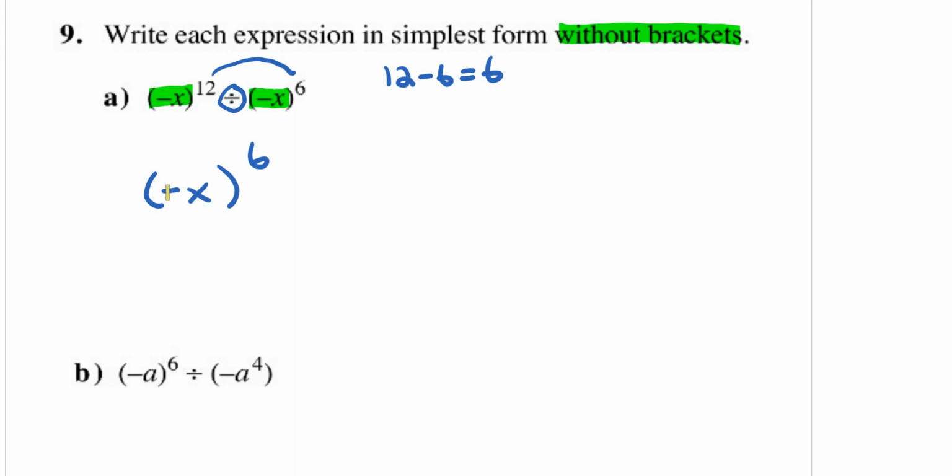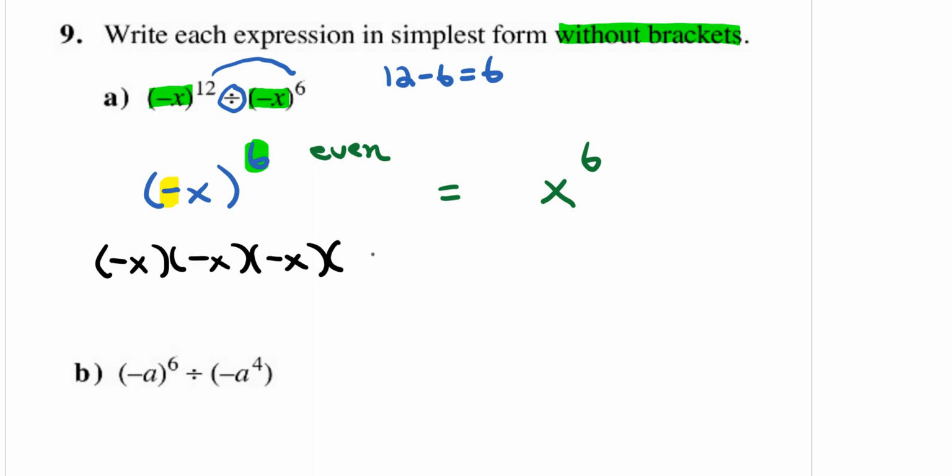Okay, so the general idea is if you have a negative sign inside the bracket, and if you have an even power, that means your final answer will be positive, so it'll be just x to the power of 6. You can verify this by writing it as a repeated multiplication. I don't want to write out the repeated multiplication for every single problem, but I hope that you can see when you have an even number of negative signs, the final answer is always going to be positive. So the final answer is positive x to the power of 6.